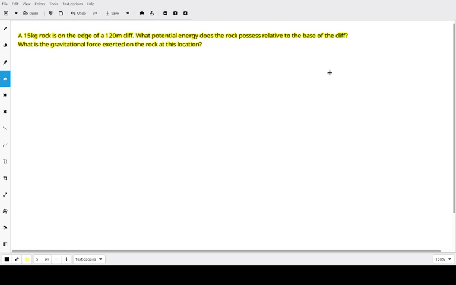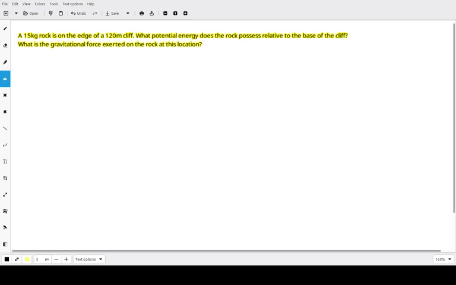Okay, a 15 kilogram rock is on the edge of a 120-meter cliff. What potential energy does the rock possess relative to the base of the cliff? What is the gravitational force exerted on the rock at this location? So, how do we approach this problem?